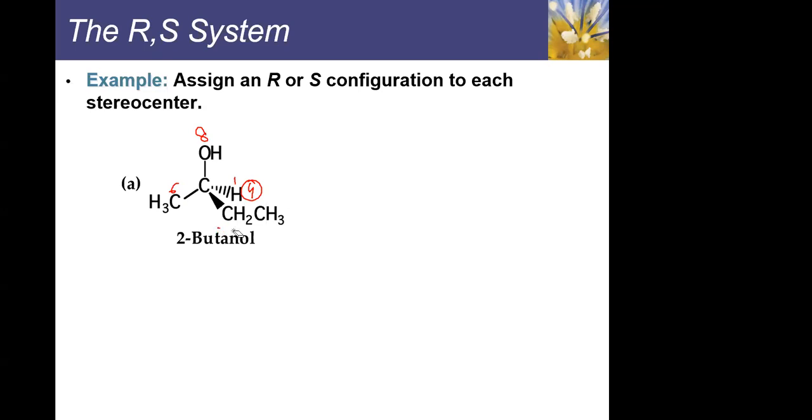I'm erasing this because I don't want any confusion here. Now which is the highest priority? Is it carbon or oxygen? Look at which atom. Oxygen, atomic number 8. So this will be number 1. I have a tie now. We have to jump and see the second one. Go to the second one.